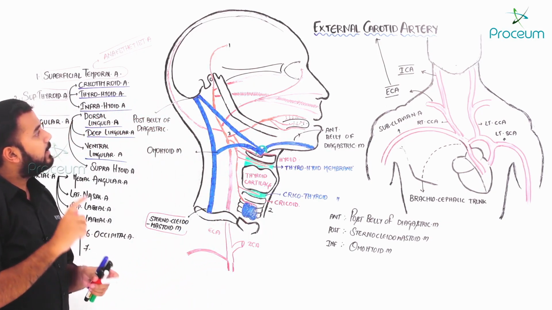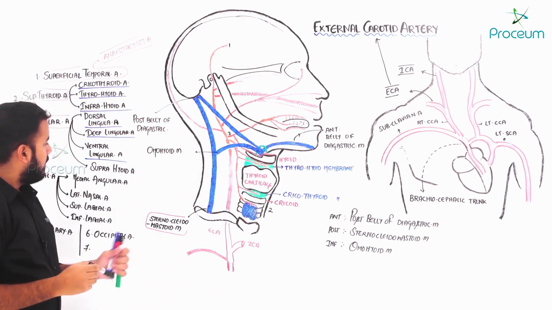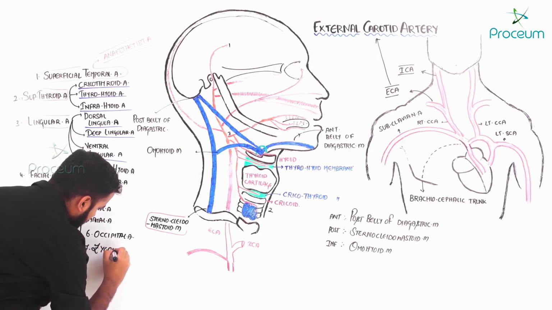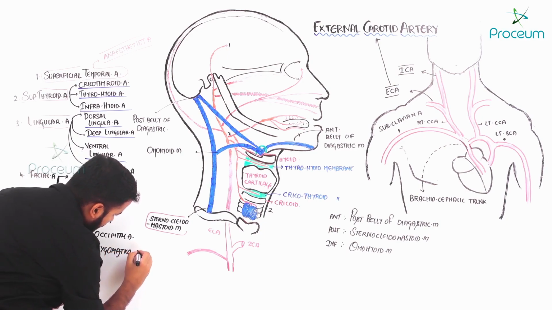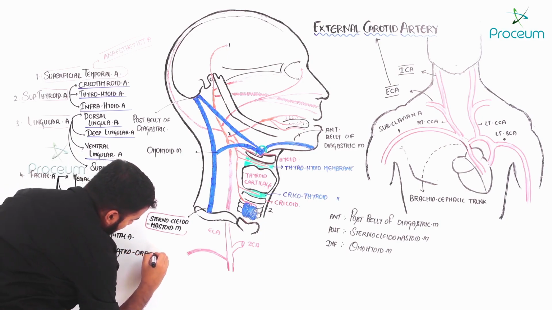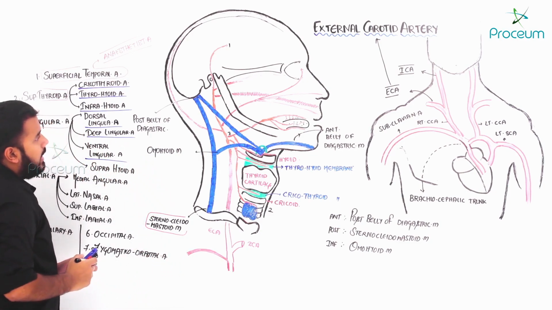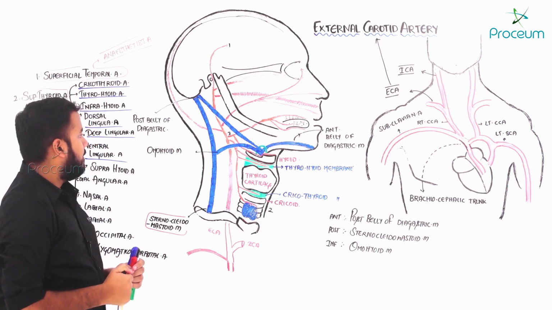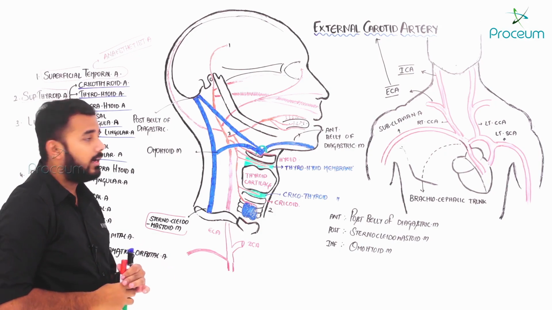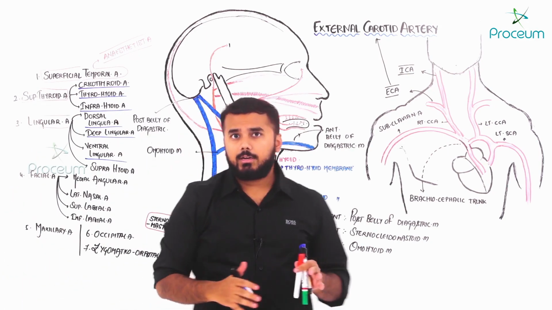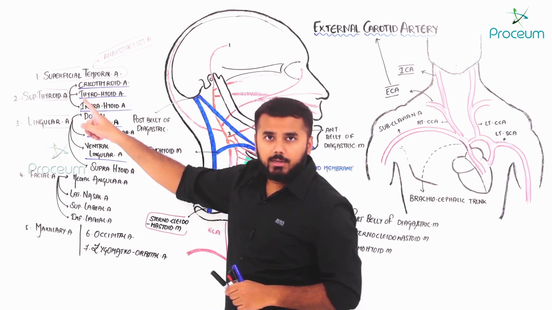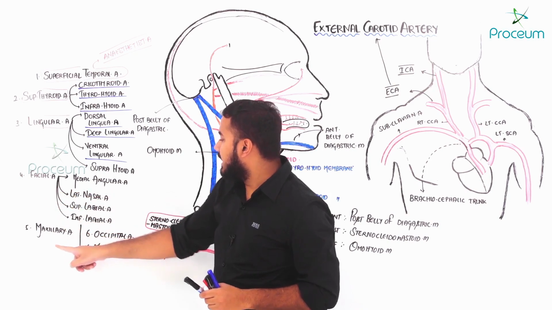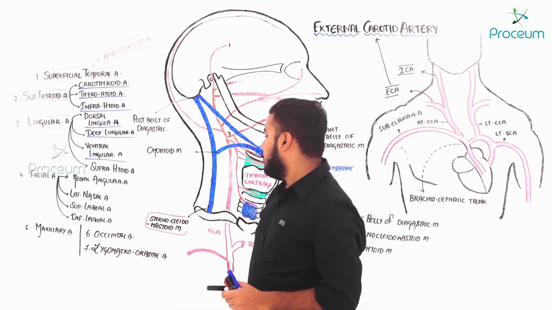So can I call it the zygomatico-orbital artery? Yeah. The next artery will be the zygomatico-orbital artery. So I think we are done with the branches of the external carotid artery. What are the branches of the external carotid artery, guys? Superficial temporal artery, superior thyroid artery, lingual artery, facial artery, maxillary artery, occipital artery, zygomatico-orbital artery.